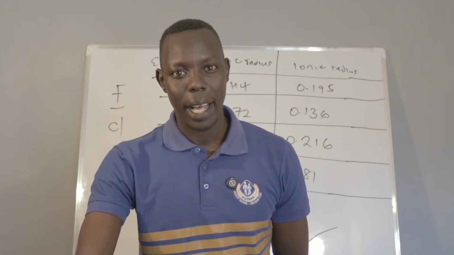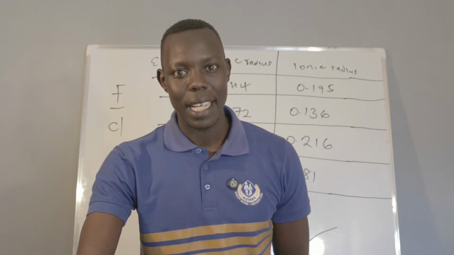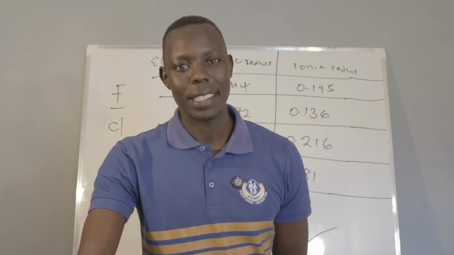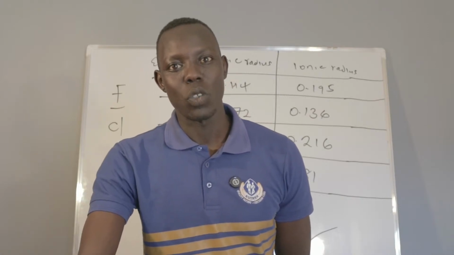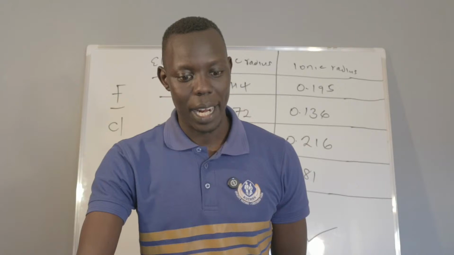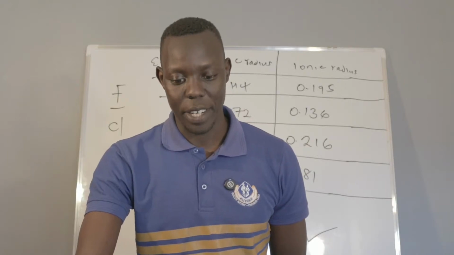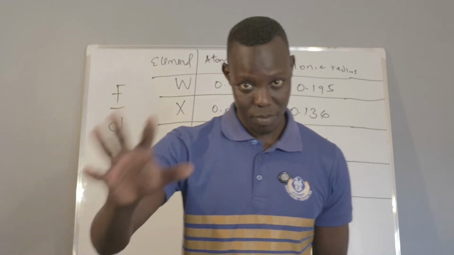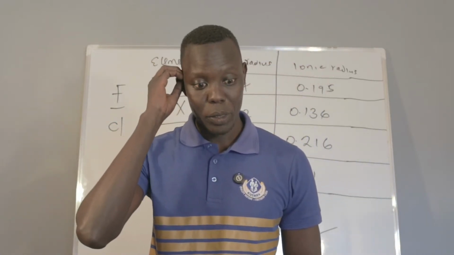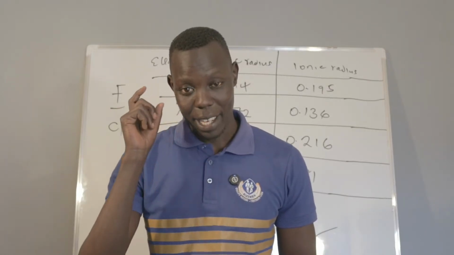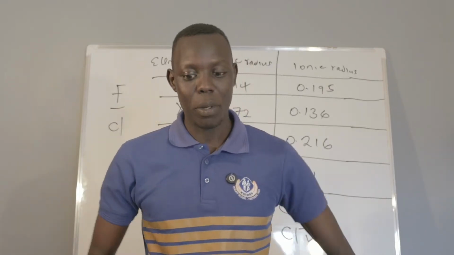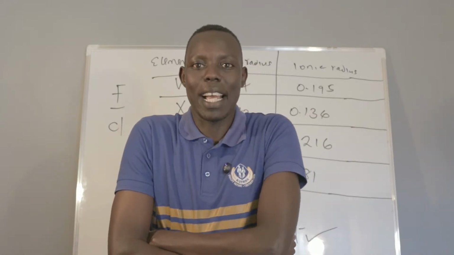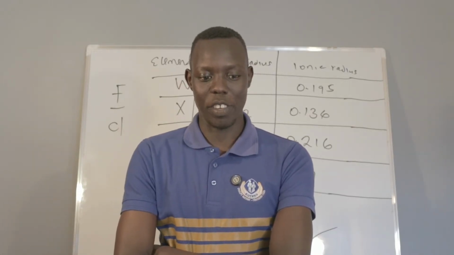Name two colored gases found in group 7. We have very many colored gases, but I'm very specific on this. Name two colored gases found in group 7. The chemical name of group 7 is halogens. Name two colored gases found in group 7.